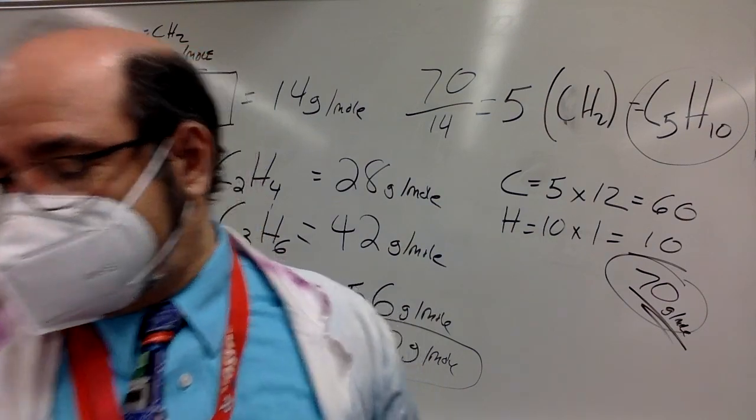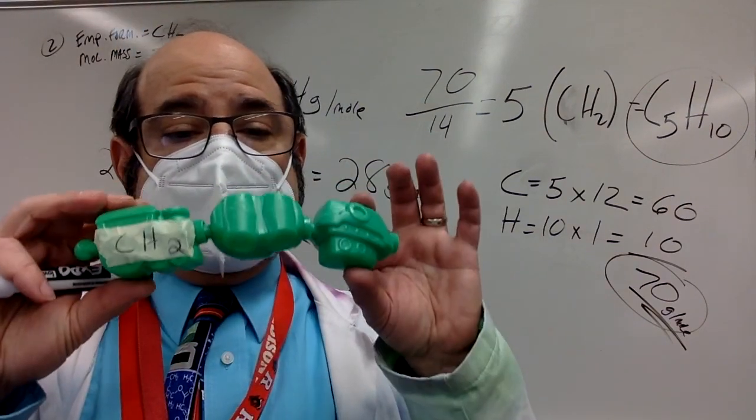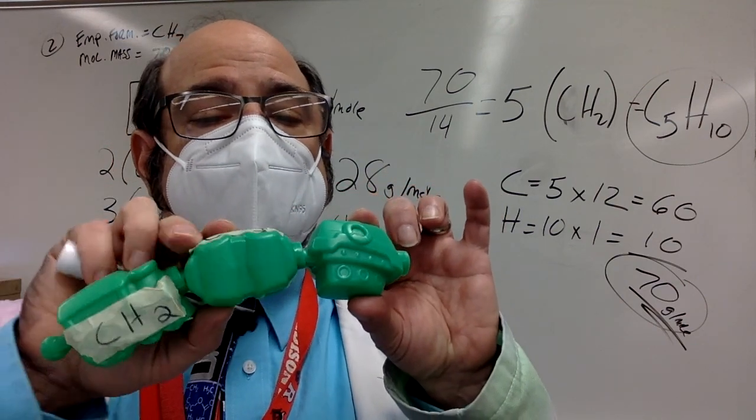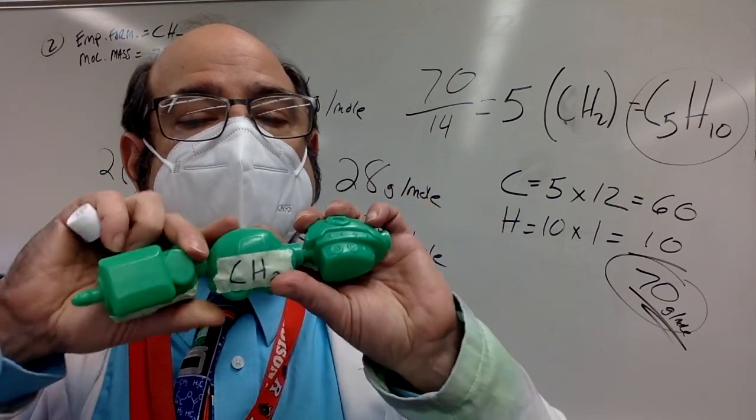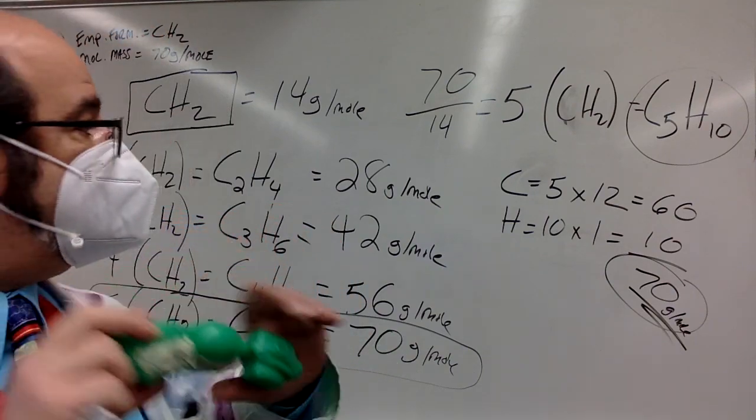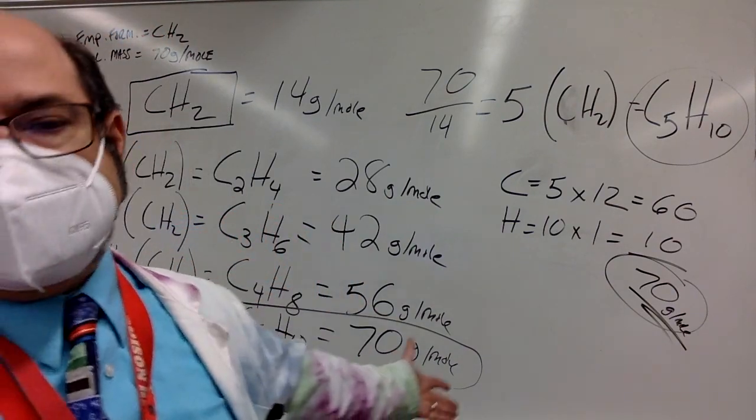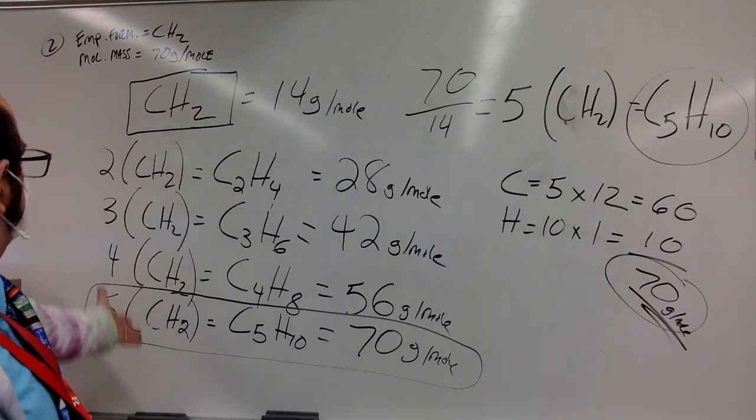Got it? So an empirical formula is just the lowest common denominator of the number of trains. It can be any multiple, 2, 3, 4, 5, 6, 7, 8, 9, 10. But this one is 5.